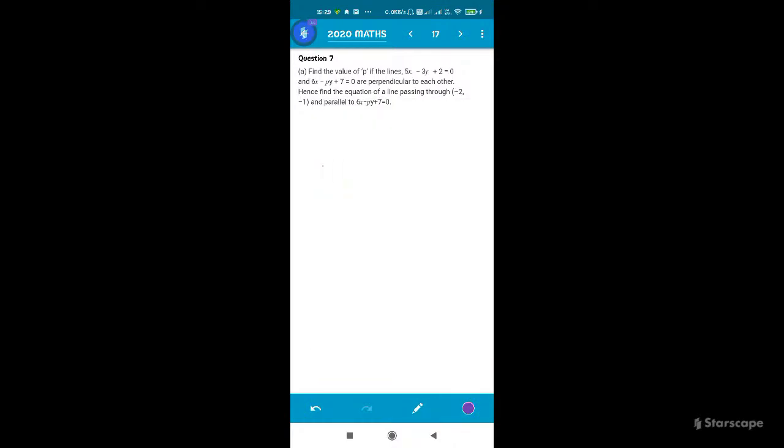Okay then. Find the value of P if the lines 5x minus 3y plus 2 equal to 0 and 6x minus py plus 7 equals to 0 are perpendicular to one another. So first of all, we have to use these equations to find the slope of the respective lines, and then we have to find out the value of P accordingly. Okay, so let us consider the first line. 5x minus 3y plus 2 is equal to 0. So we have to bring any line in the form of y equals to mx plus c, so that if we compare, we can get the value of m, which is actually the slope.